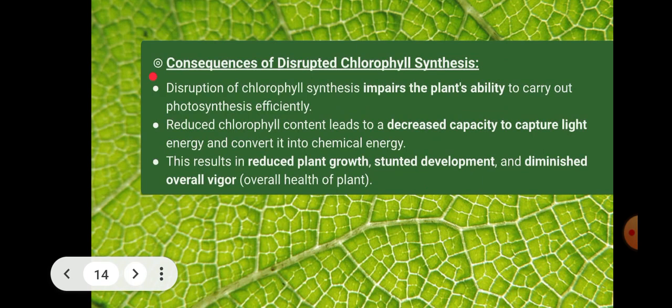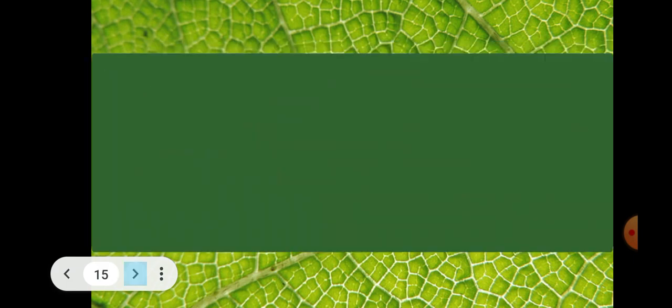Next, I will be talking about the consequences of disrupted chlorophyll synthesis. Disruption of chlorophyll synthesis impairs the plant's ability to carry out photosynthesis efficiently. When chlorophyll content is reduced, it leads to a decreased capacity to capture light energy and convert it into chemical energy, which means that less light is harnessed, and this results in reduced plant growth, stunted development, and reduced overall vigor, which refers to the overall health of the plant.